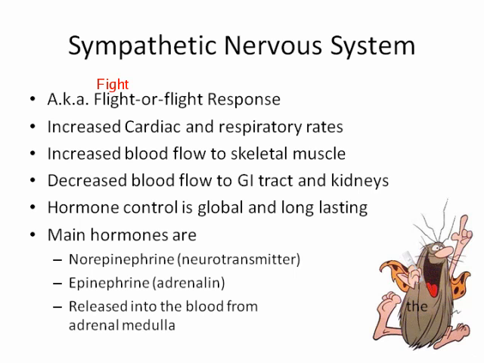So we have increased cardiac and respiratory rates. We have increased blood flow. Again, as I said, decreased flow to the GI tracts and the kidneys. Here, the hormone control is going to be global, long-lasting. All right, and that is key. You know, it takes a while because of this global action of the hormones. It takes a while to calm down after your sympathetic nervous system ramps up. There's a term that we will discuss more. Trust me, that we will discuss more of in the next chapter.